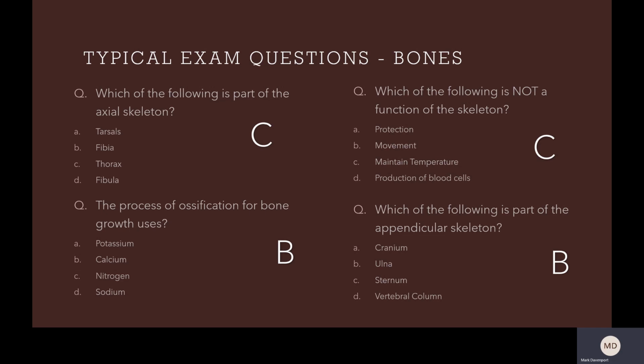And then finally, which of the following is part of the appendicular skeleton? We've got cranium, ulna, sternum, and vertebral column. So if you remember, we've got the axial and the appendicular. Remember, there were 3 that made up the axial: the cranium, the vertebral column, and the sternum and ribs. So the answer to that one is B, ulna. So there you go.